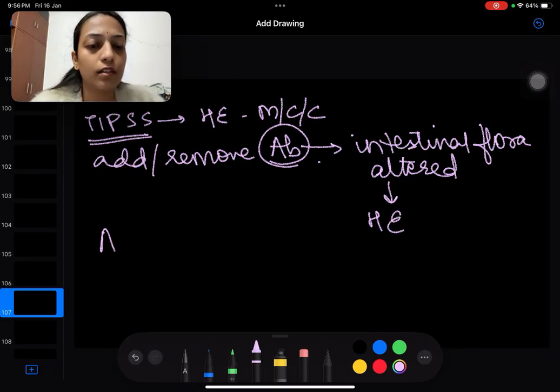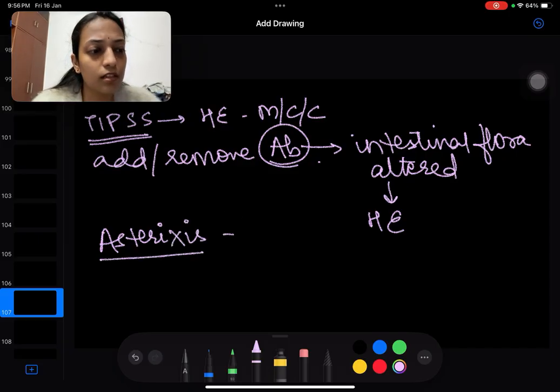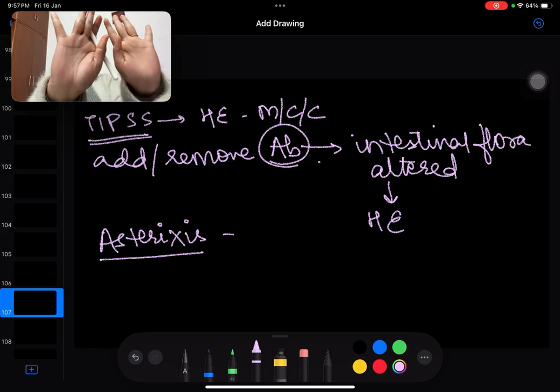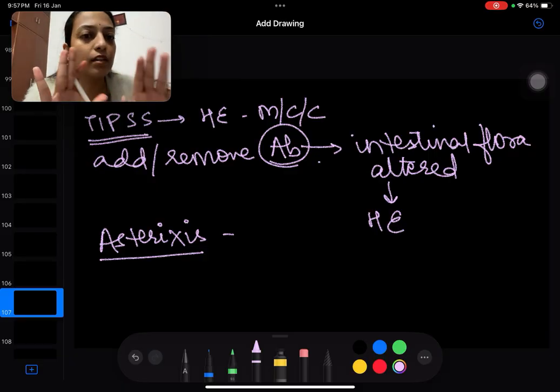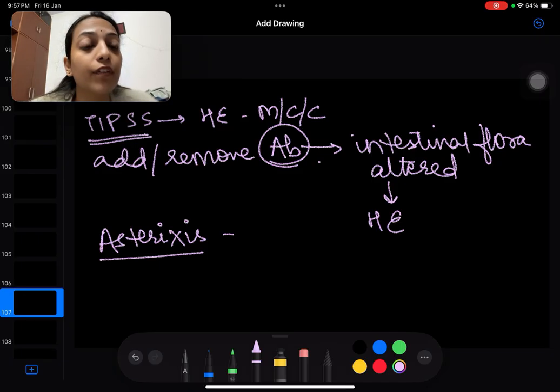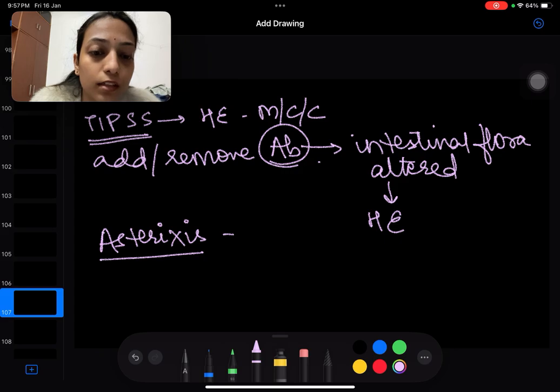Now, asterixis. What is asterixis? When you ask the patient to hold the arms straight up and extend, the patient starts to flap the hands back and forth repetitively. That is known as asterixis. Also, if the patient is not able to extend his hands, what is the next best thing you can do? You ask the patient to extend the tongue outside. And when the patient extends the tongue outside, there is a back and forth movement of the tongue also. That is also part of asterixis.